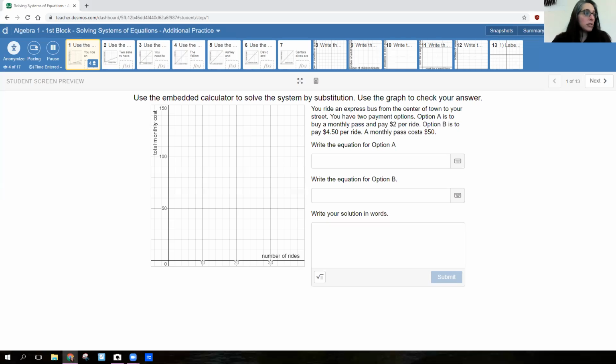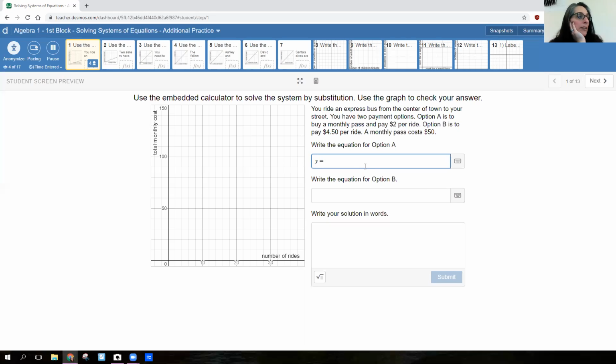All right, so let's take a look at what we have to solve here. We need to come up with, yeah, very good. Some of you have already started typing like the Y. We definitely need a Y. So let's think about this. Y equals, all right, option A, monthly pass and pay $2 per ride.